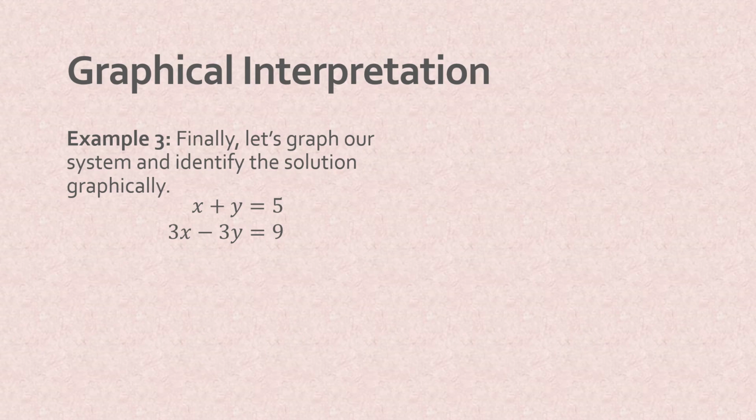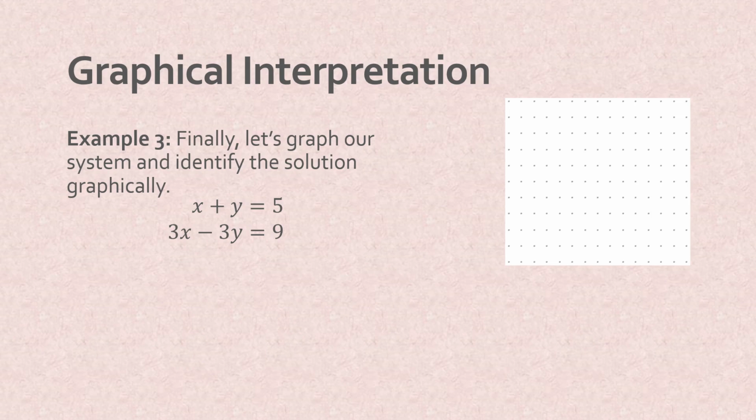So finally, let's graph our system and identify the solution graphically. So in order to do that, we'll bring in a grid here so that the lines are at least semi-straight. The first line, x plus y equals 5, I'm actually going to graph using the intercepts because it's pretty easy to see if you plug in x to be 0 that y should be 5 because 0 plus 5 is 5. And similarly, if you plug in y to be 0, x should be 5. So that immediately gives me two ordered pairs, so I can graph my line.